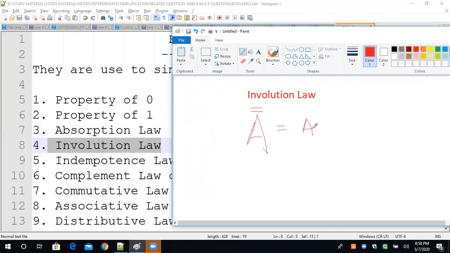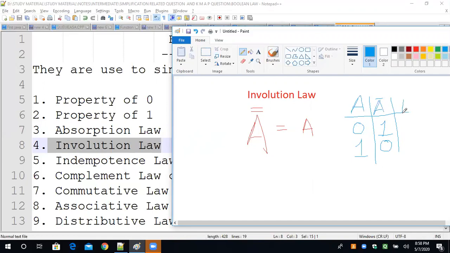Understand? We can understand this better by the truth table. Suppose I have to create a single variable truth table. So A and A bar. A single variable can occupy the two values 0 or 1 according to the rule. A bar means the complement of A. Here A is 0, so the complement will be 1. Here A is 1, so the complement will definitely be 0.